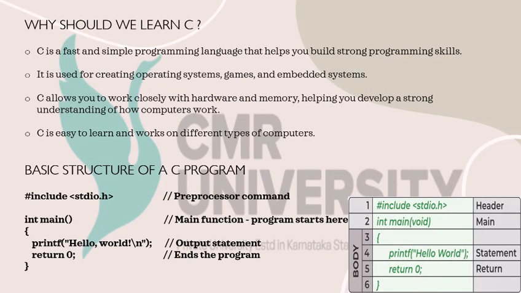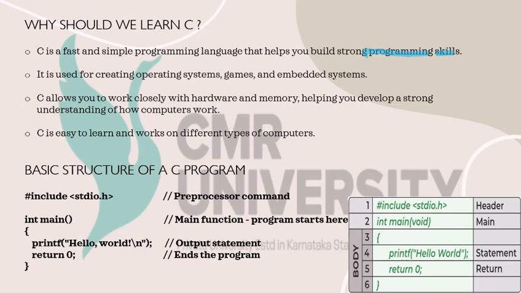Why should we learn C? C is a fast and simple programming language that helps you build strong programming skills. It is used for creating operating systems, games, and embedded systems. C allows you to work closely with hardware and memory, helping you develop a strong understanding of how computers work. C is easy to learn and works on different types of computers.